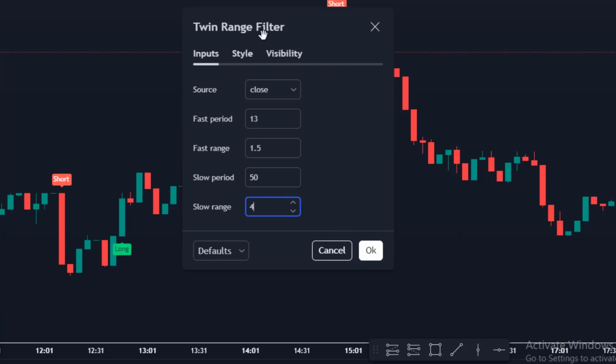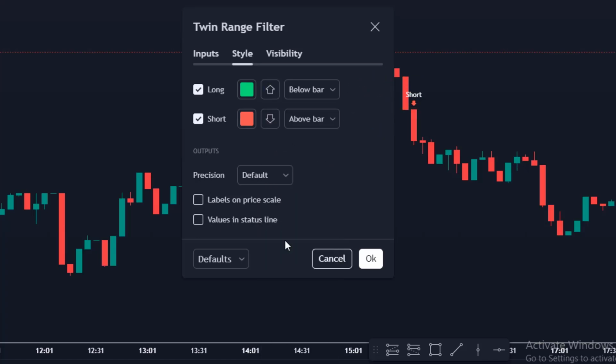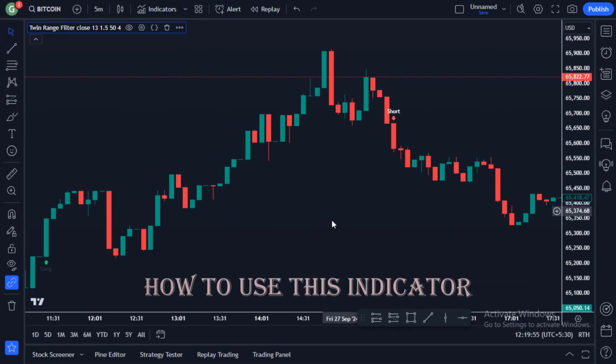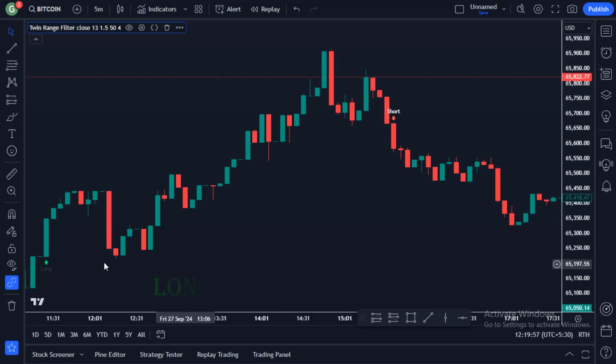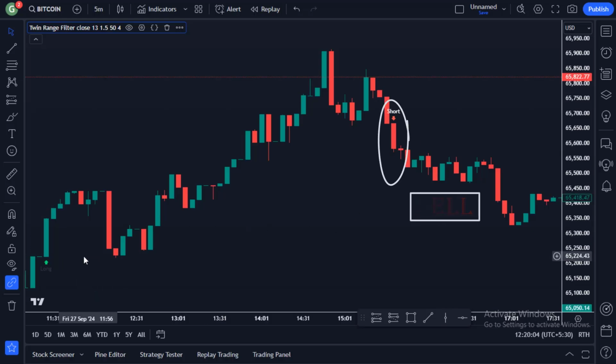And now we go to the Style tab, and we change some settings you see in this video. Here, everything is fine. After that, click OK. Now we know how to use this indicator. This indicator gives signal-based long and short positions, like this long bullish means buy, and short bearish means sell signals.